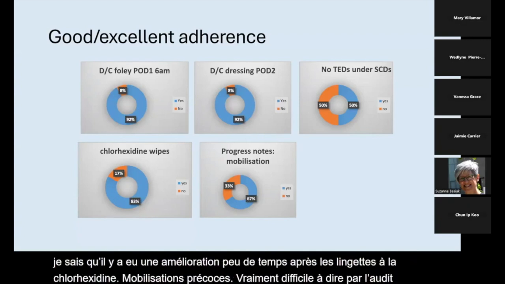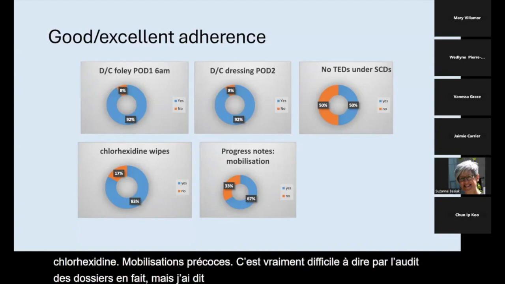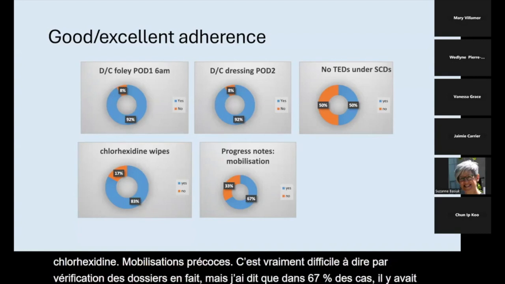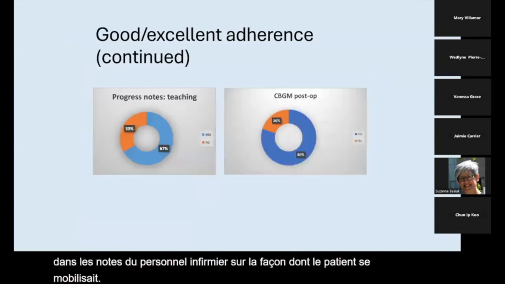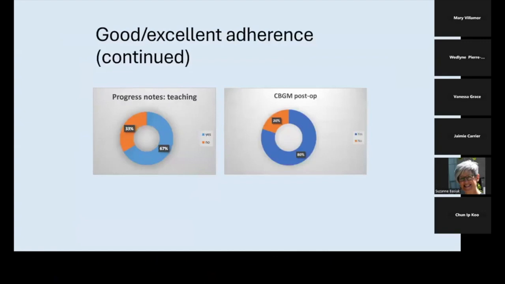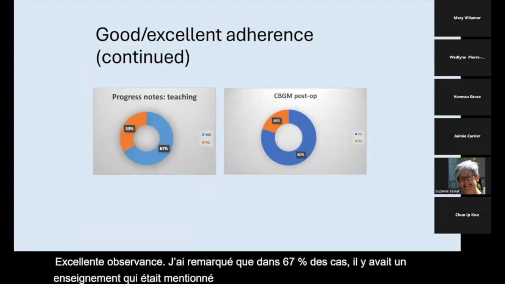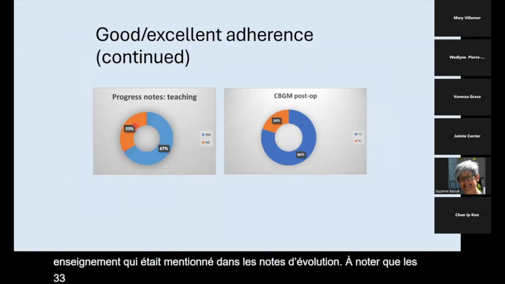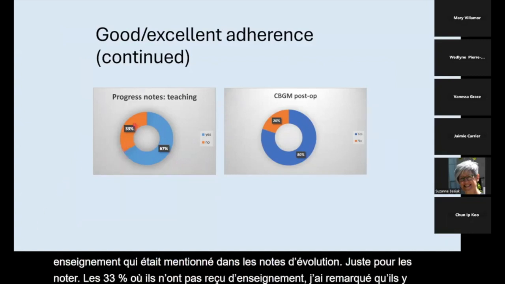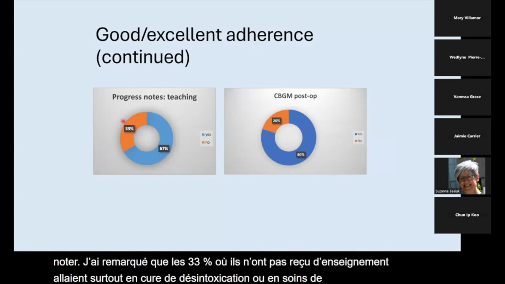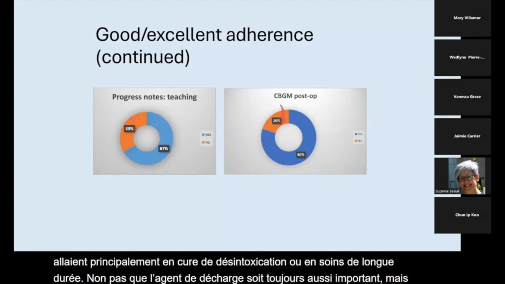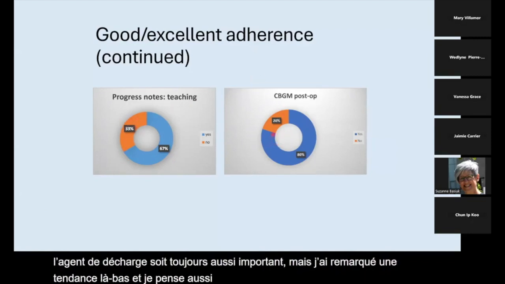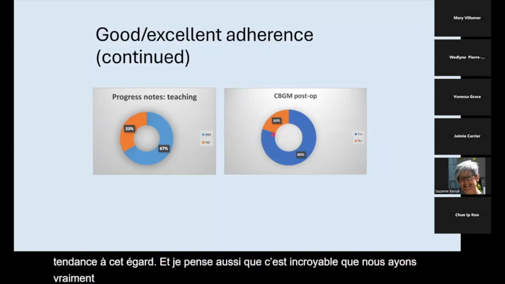But I said in 67% of cases, there was some mention in the nursing notes of how the patient was mobilizing. Excellent adherence. I noticed that in 67% of cases, there was some teaching that was mentioned in the progress notes. Just to note, the 33% where they didn't get teaching, I noticed they were mostly going to rehab or long-term care. Not that the discharge teaching is still equally important, but I noticed a trend there. And I also think it's amazing that we did really good with our blood sugar monitoring. I'm happy to hear about that.